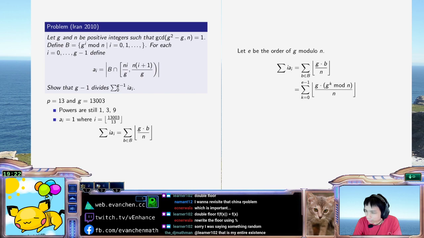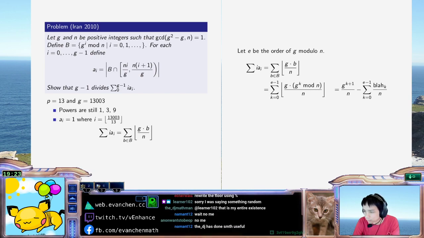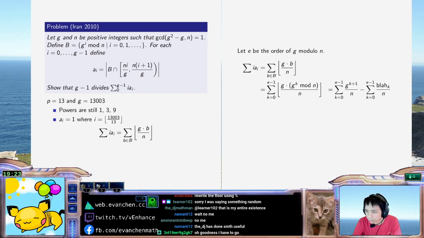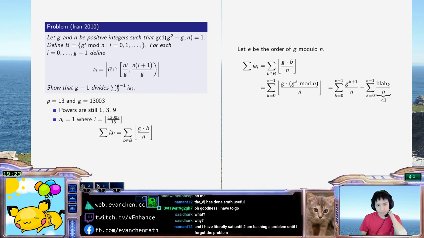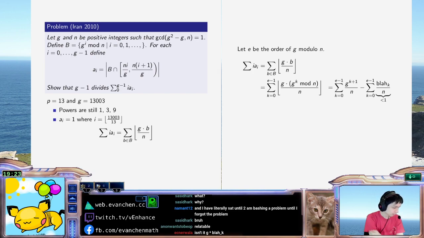I want to call it block A for now. I want to see how the rest of it simplifies, with the proviso that this is actually all less than 1 or something. Oh no, wait, this is less than G. G, yes, sorry, you're right. G times block A.